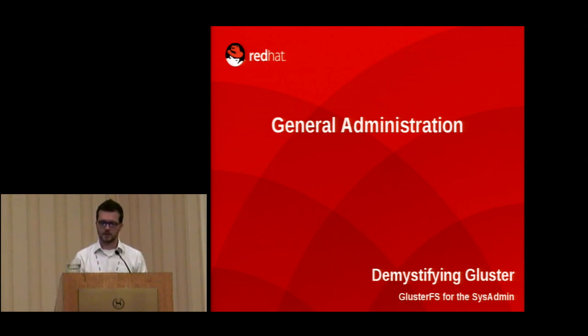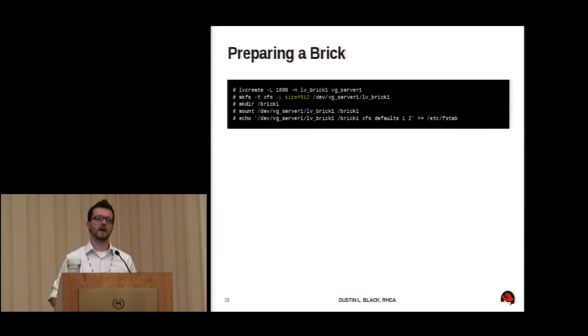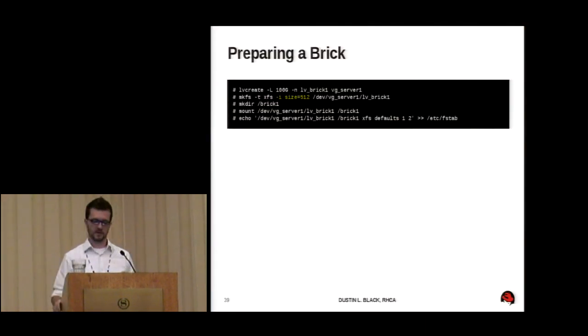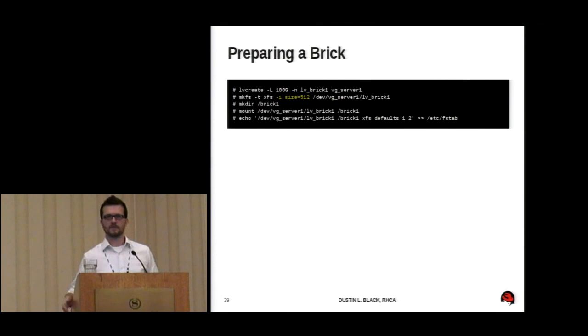Okay, so I'm not doing a live demo here, but what I have in this next set of slides is some screenshots that show you what the Gluster command line looks like to do a lot of these things that we've talked about. So the first thing we're going to do here is prepare a brick. This is pretty straightforward. I'm putting this in here so that we have a complete set of examples of what we're going to be doing from beginning to end.